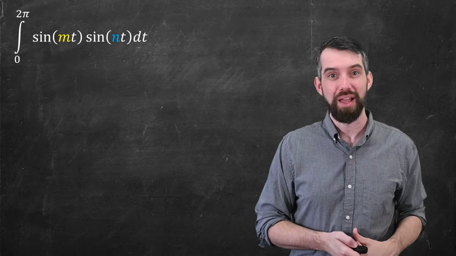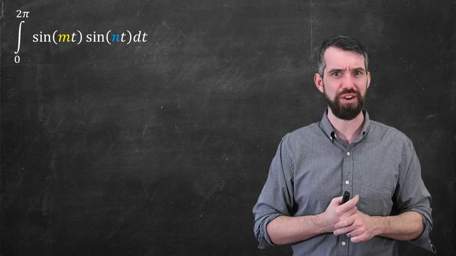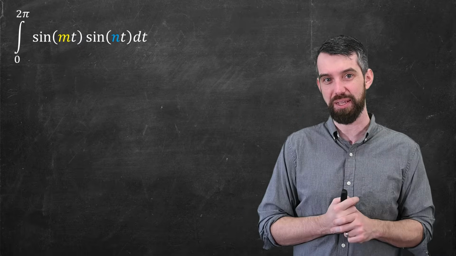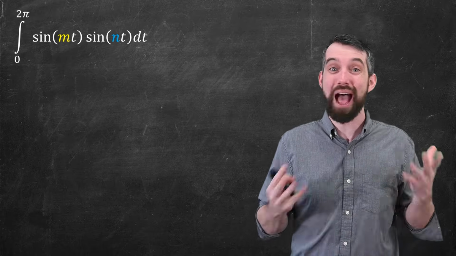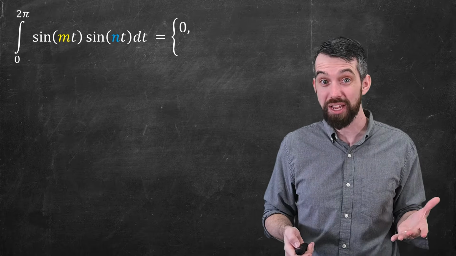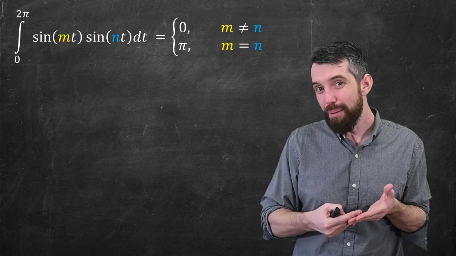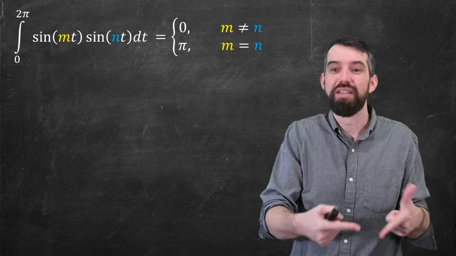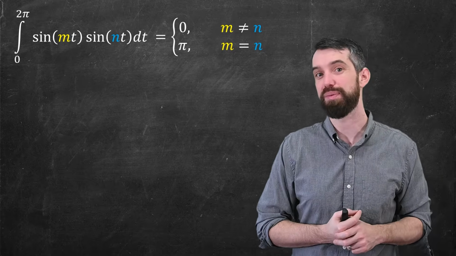Now, first up, I'm going to begin with a random-seeming integral, the integral of sine of m times t multiplied by sine of n times t. This is going to be very useful to us. So how do I evaluate it? It depends on the values of m and n. If m is equal to n, then this is sine squared of mt, and you can use a little trig identity, and I'll let you do it. It adds up to pi.